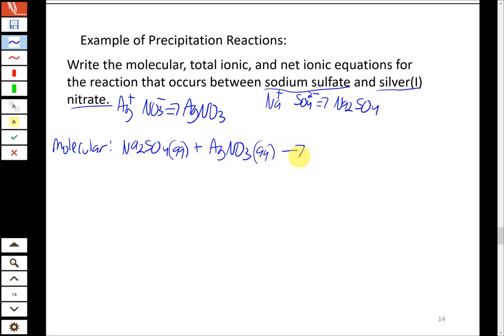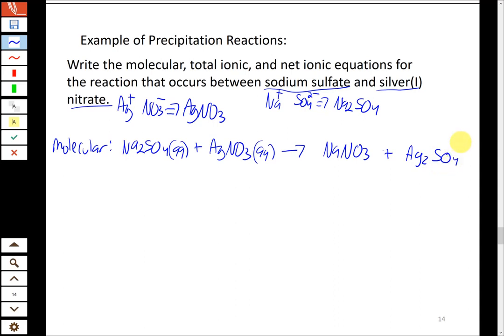And then remember, when we predict the products for these reactions, we just swap the cations and the anions with each other. So the cation from the first reactant is Na plus. The anion from the second reactant is NO3 minus. So Na plus combines with NO3 minus to make NaNO3. We don't change the charges of any of them. And then the second product, we're going to take silver plus and combine it with SO4 2 minus. So the correct formula for that would be Ag2SO4.